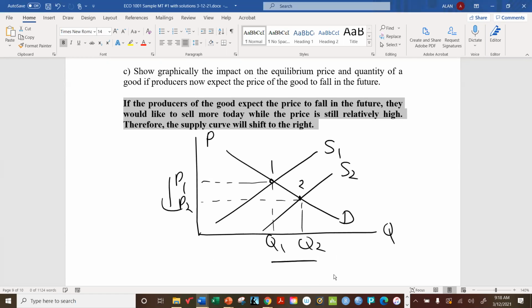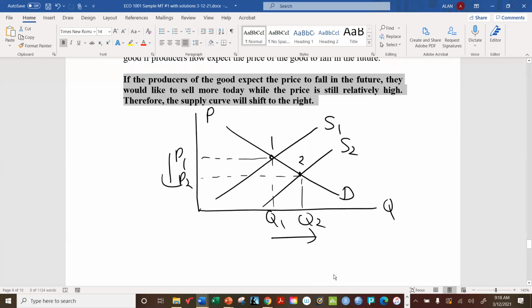All right. So the supply shifts to the right. We try to sell more output today while the price is still fairly high. And so this is the result.